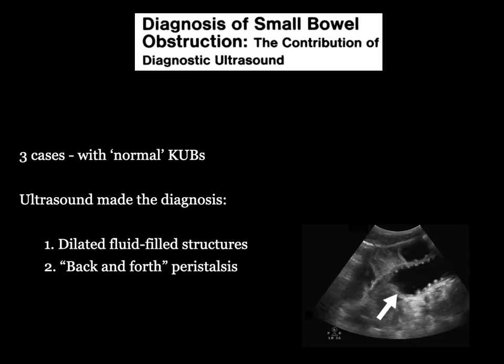The first journal article looking at ultrasound and small bowel obstructions was published in the American Journal of Radiology in 1979. It described 3 cases of patients who had a normal KUB, yet an ultrasound where the diagnosis of a small bowel obstruction was made. The radiologists agreed that there were 2 specific characteristics. One was dilated fluid-filled structures, and the second characteristic was called back and forth peristalsis.